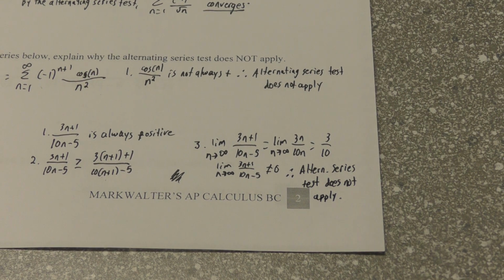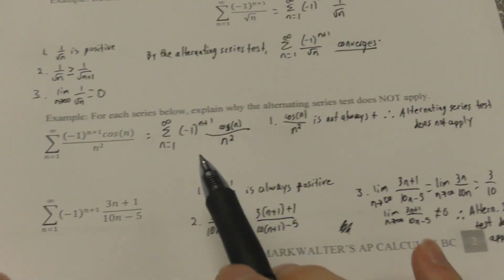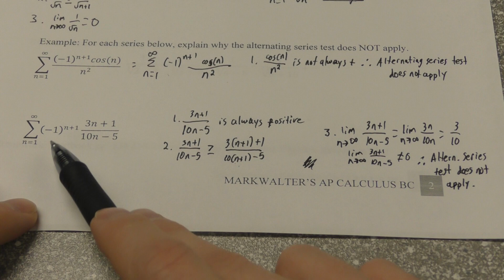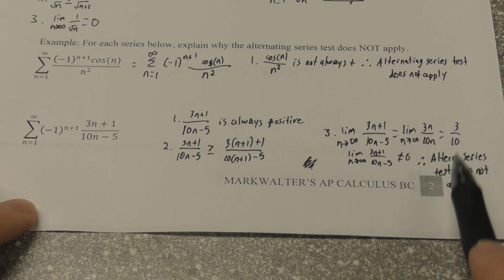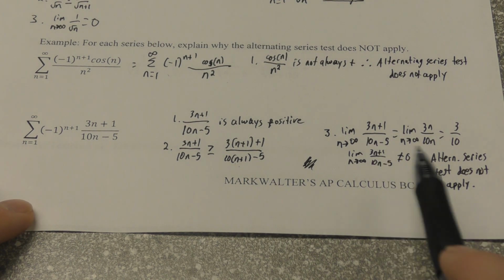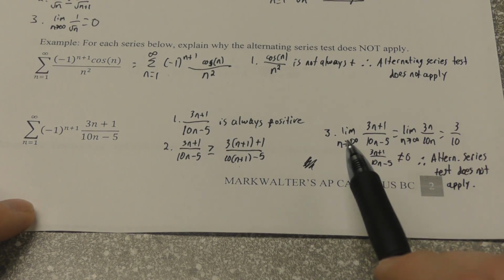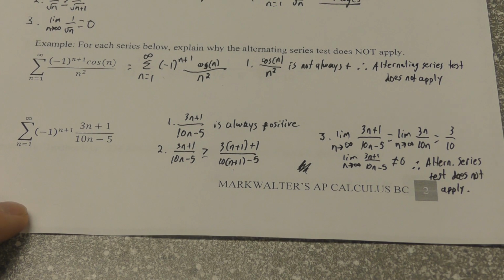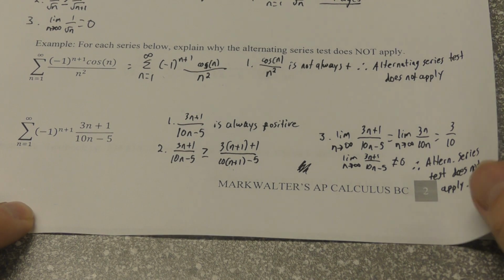All right. So here the failure was that the limit as n approaches infinity of the series without the alternating part does not actually go to 0. All right. Be on the lookout for this. In fact, on the AP exam, they like to ask about which series the alternating series test doesn't apply to, or why it doesn't apply, and things like that, rather than actually applying it. All right.